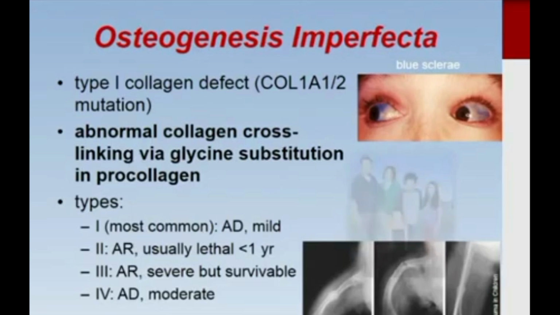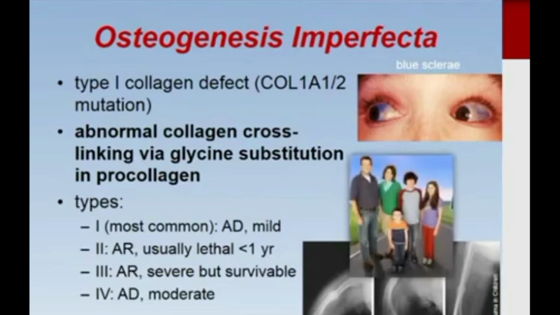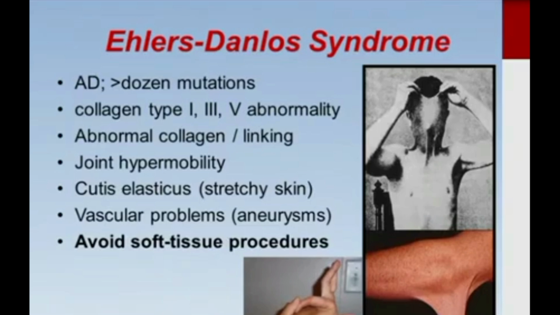If you ever watch the TV show The Middle, the child on the middle has type 1 osteogenesis imperfecta. This is an autosomal dominant condition. It's a mild manifestation of this. These patients have easily broken bones. Ehlers-Danlos syndrome is a condition that many of us see frequently in orthopedic surgery. There's over a dozen different mutations that cause this. The most common collagen types are types 1, type 3, and type 5. This is abnormal collagen or abnormal linking of the collagen. We see this as abnormal joint hypermobility, stretchy skin, and vascular problems. You should avoid soft tissue procedures in isolation in these patients as they are prone to failure.